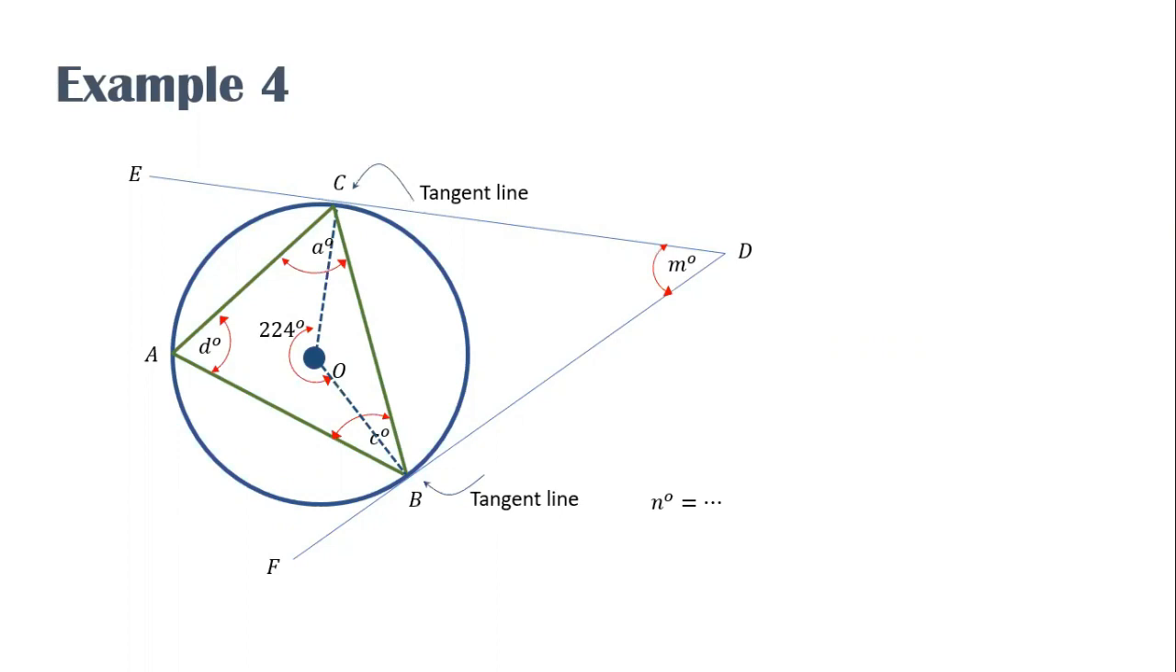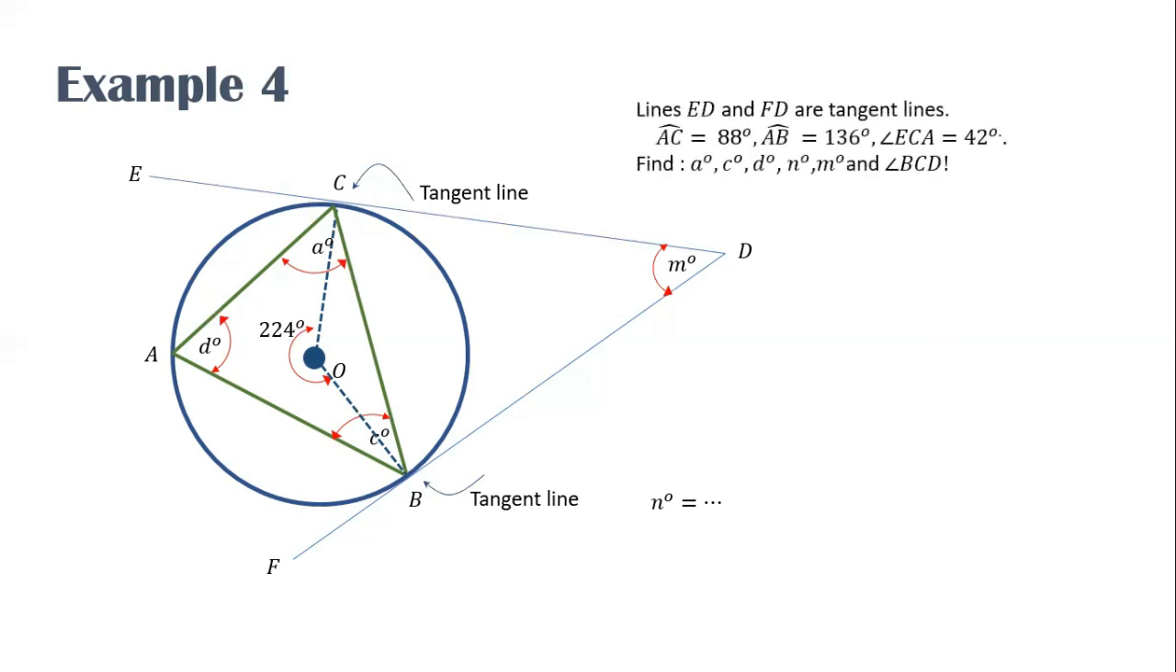You still remember about tangent? That's right. The line will be perpendicular to the radius, right? Lines ED and FD are tangent lines. Our arc AC is 88 degrees. Our arc AB is 136 degrees. Angle ECA is 42 degrees. Find a degrees, c degrees, d degrees, n degrees, m degrees, and angle BCD.